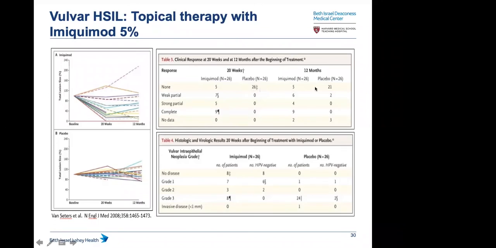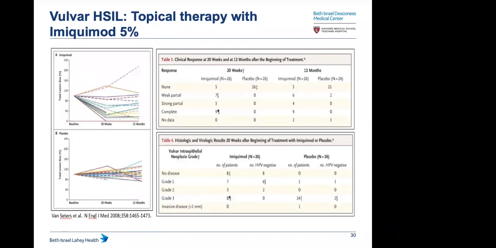at 20 weeks. And then at 12 months, there was some response, essentially some of those lesions regressed, but as they went back and recategorized, they think some were not all VIN 2 or 3. The other interesting part is that in addition to measuring the size of the lesion and demonstrating that these lesions decrease in size, they also looked to see if there was regression in terms of histology.